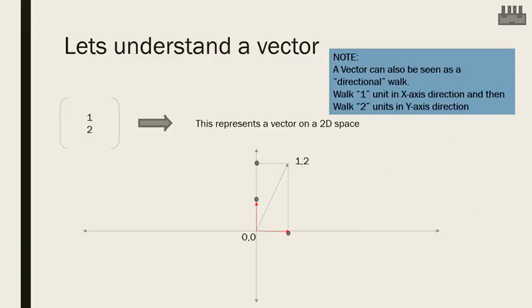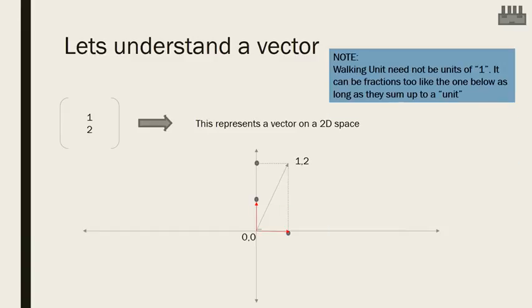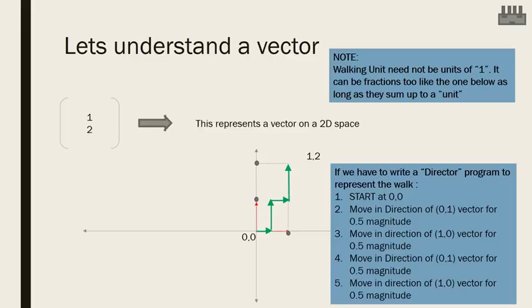Another way to look at the vector, which is essentially the same as what I spoke before, is as a walk on the x and y axis. You just walk 1 unit in the x-axis direction and then walk 2 units in the y-axis direction, or you can choose to walk from 0, 0 on the y-axis 2 units and then 1 unit on the x-axis from there. Both of them will reach 1, 2. Now look at this walk. We're walking from 0, 0 to 1, 2. We're making a lot of turns here, but essentially it is still the same.